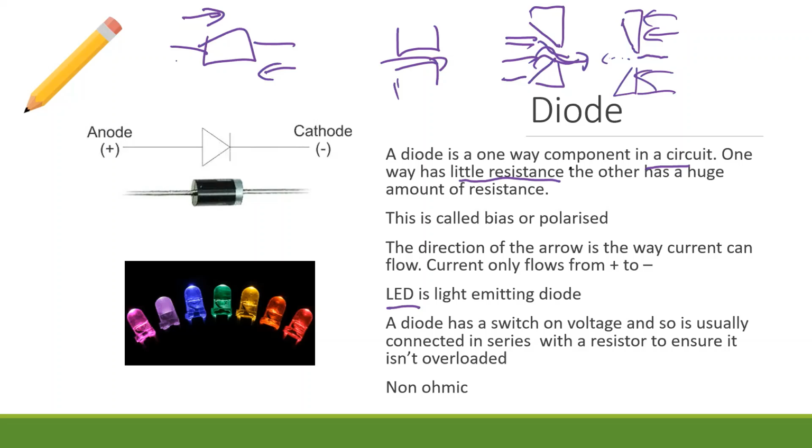Ultimately, a diode only lets current go in one way. The fancy technical term for this is bias or polarized, which means that it can only go in one direction. It can only go from left to right or right to left. In this case, we've got one, and we symbolize it using this symbol here.